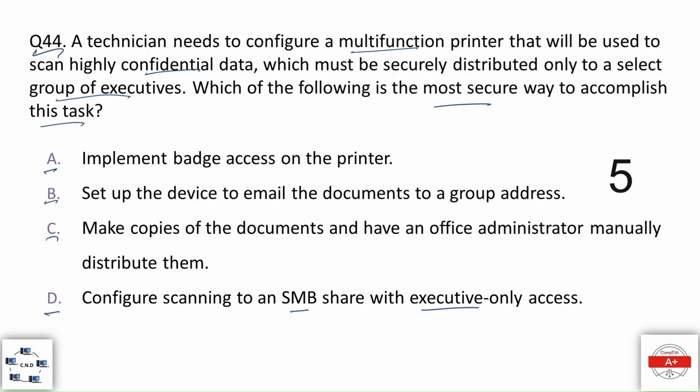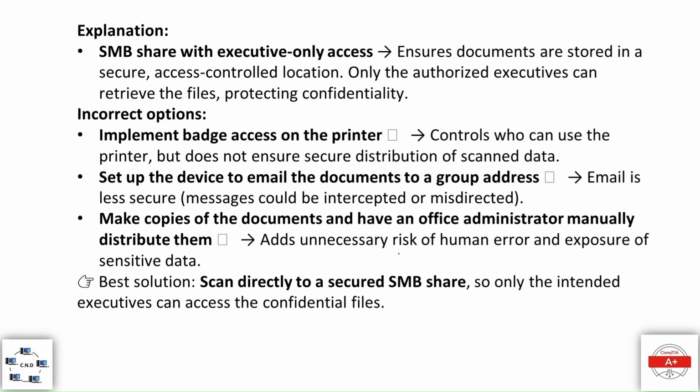And the correct option is option D, configure scanning to an SMB share with executive only access. Let's go through the explanation. So an SMB share with executive only access ensures documents are stored in a secure, access controlled location. Only the authorized executives can retrieve the files, protecting confidentiality.